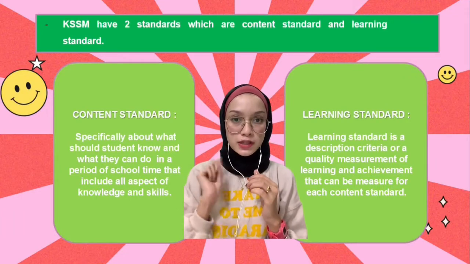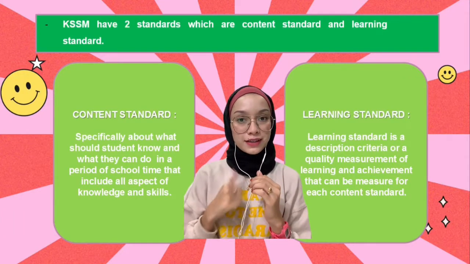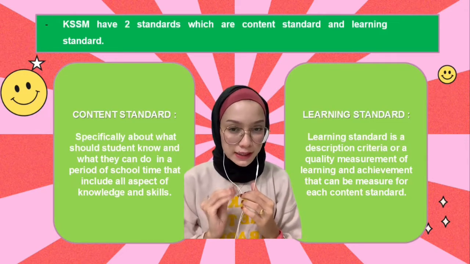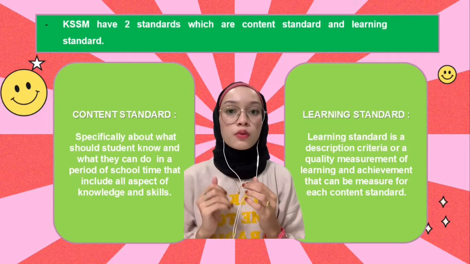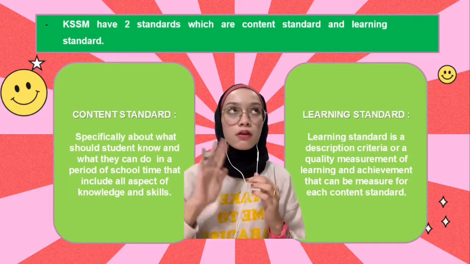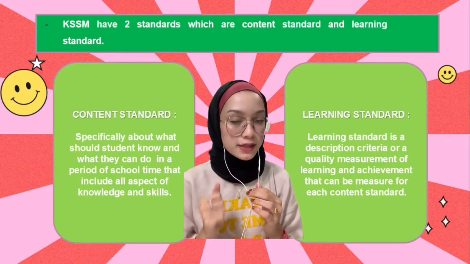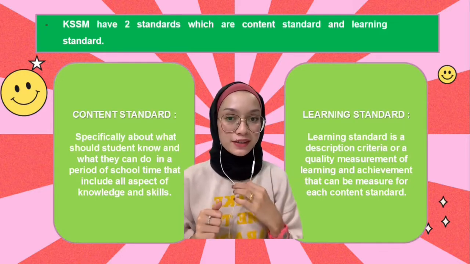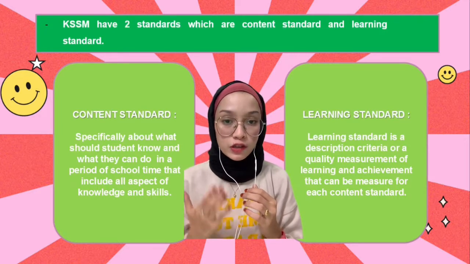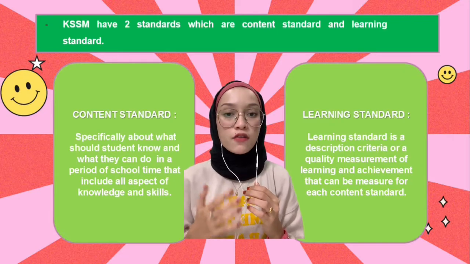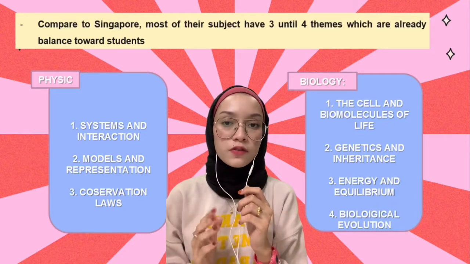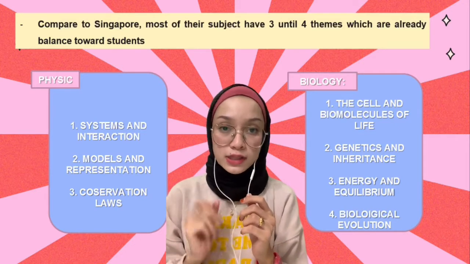KSSM has 2 standards, which are Content Standard and Learning Standard. Content Standard is specifically about what students should know and what they can do in a period of school time that includes all aspects of knowledge and skills. Meanwhile, Learning Standard is a description of criteria or a quality measurement of learning and achievement that can be measured for each content standard. Compared to Singapore, most of the subjects have 3 until 4 themes.